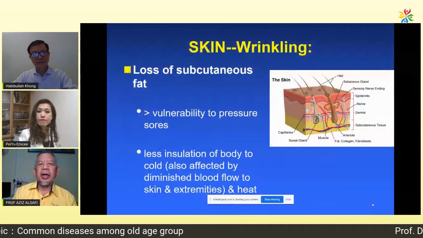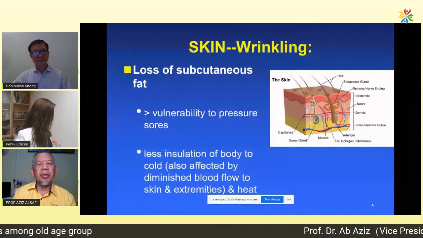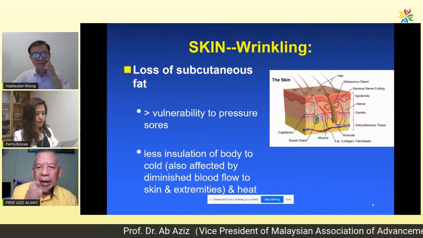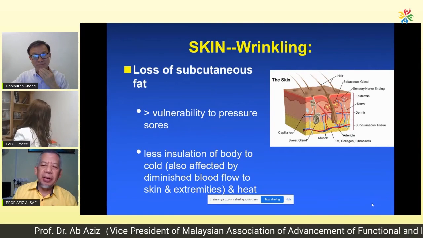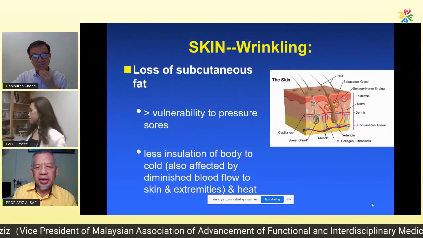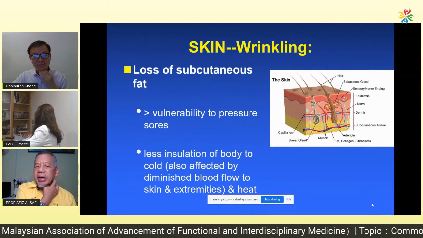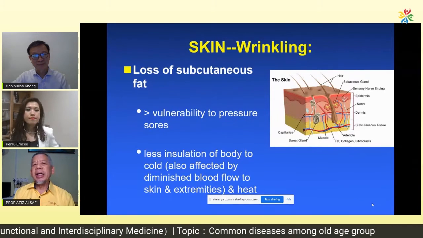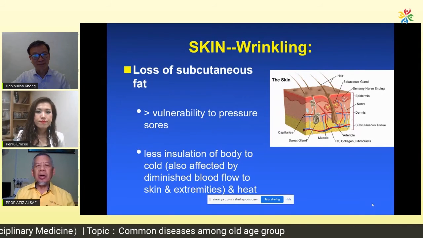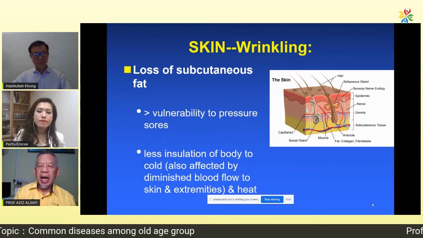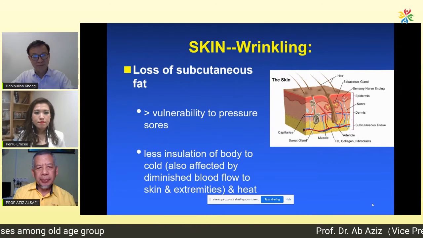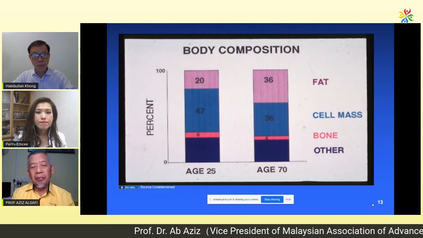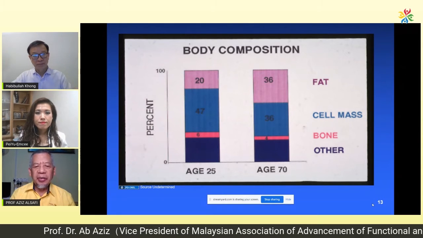The wrinkling occurs because of the loss of subcutaneous fat. If you look at the diagram of the skin, a significant amount of fat or subcutaneous tissue is lost with aging. This means less insulation of the body against cold, meaning that they cannot handle or are affected by extreme temperature.